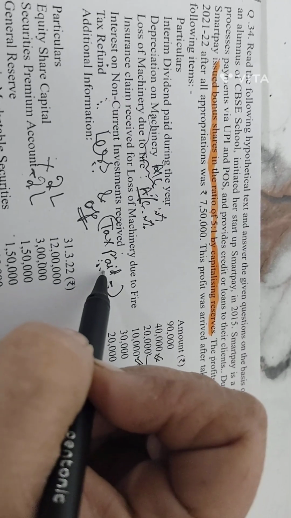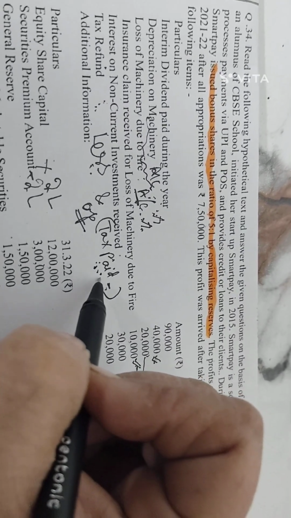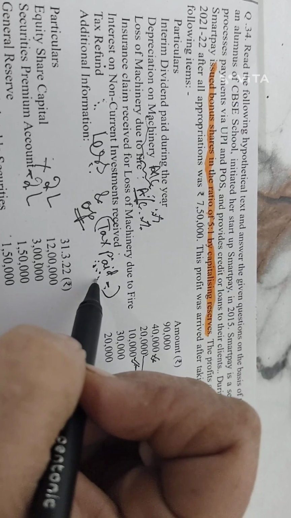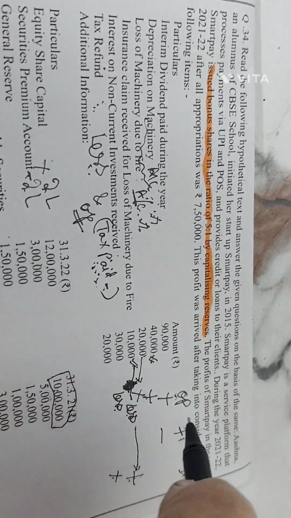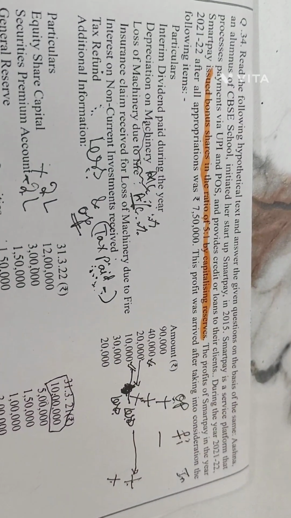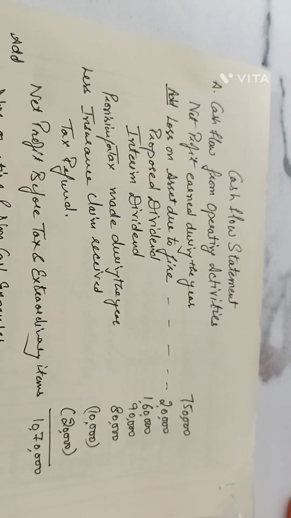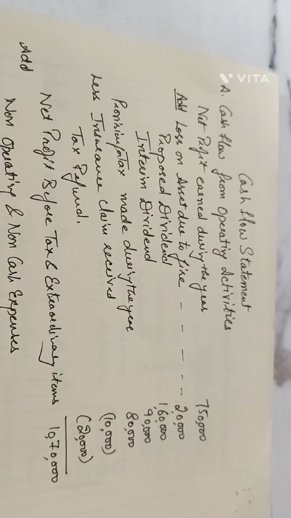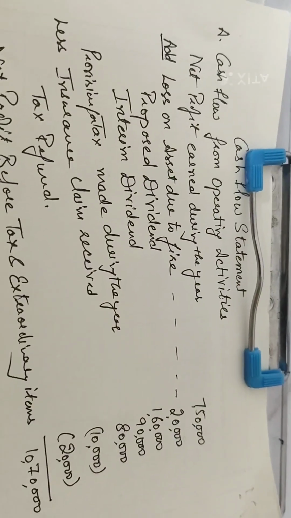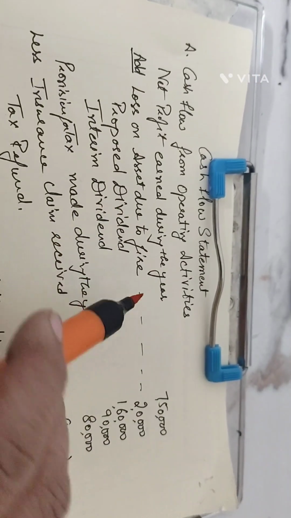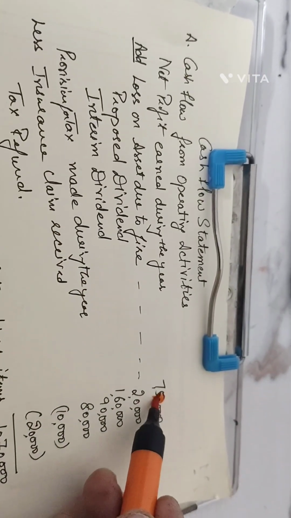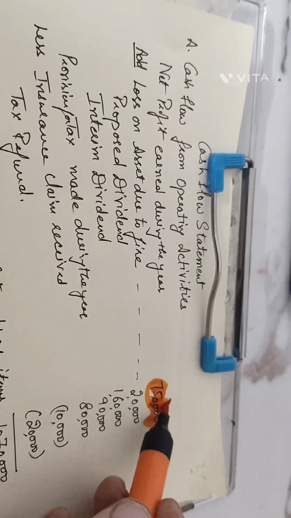So what we have discussed now, we are going to place the same in your cash flow from operating activities. We are going to do all these points in your operating activities. Let's see. Okay guys, here is my cash flow from operating activities. Now let's see. First of all, I was given net profit earned during the year. We took that net profit earned during the year was 7,50,000.